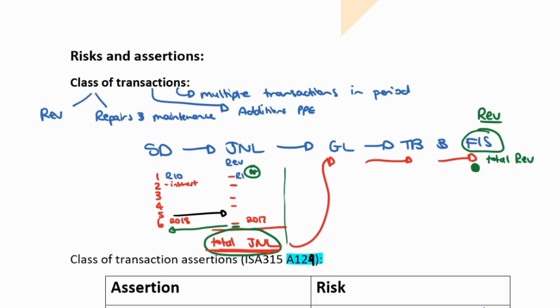So before I start testing what's in the journal here, I need to make sure that these match. The total in the journal matches to the total in the financial statements. Otherwise, I'm going to express an opinion on the amount in the financials, which is not going to correlate with the work that I've done.